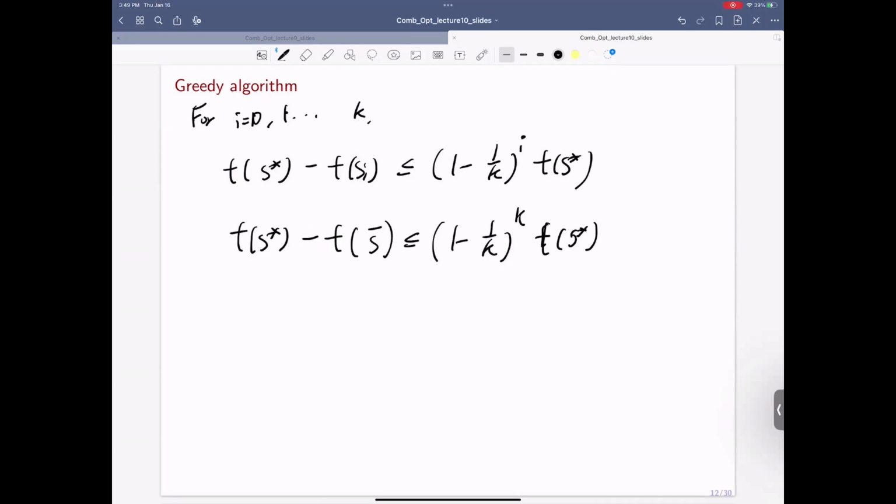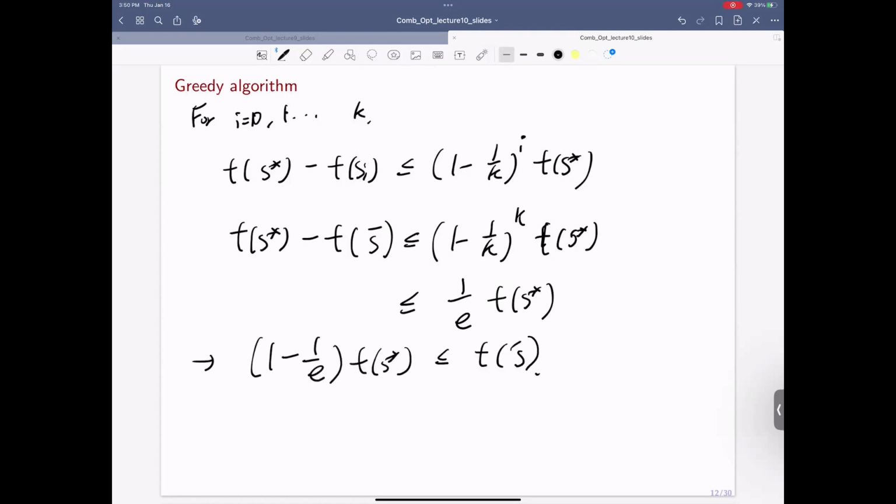And this looks like 1 over e, where e is the natural constant, something like 2.7. So this is at most 1 over e. And this proves that 1 minus 1 over e times f of S star is at most f of S bar.